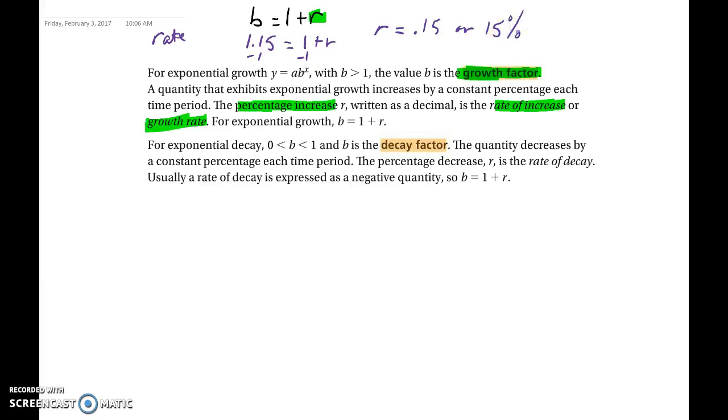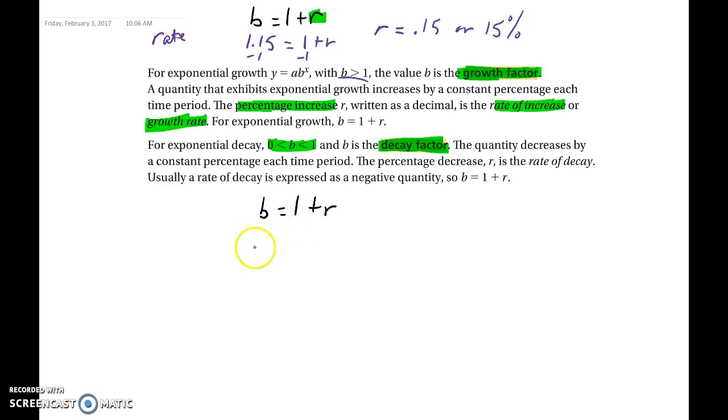So when we have a growth factor, so when b is greater than 1, whatever it is above that 1 represents the rate at which it's increasing or our growth rate. And then the same thing holds true for our decay factor. So remember, if it's exponential decay, it's when our b is less than 1 but greater than 0. So in this case, to find out what our decay rate is, b is equal to 1 plus r. And then when we subtract over 1, it'll tell us what our rate is.